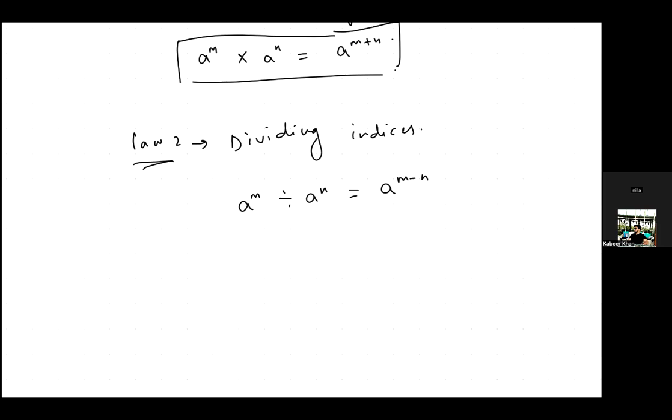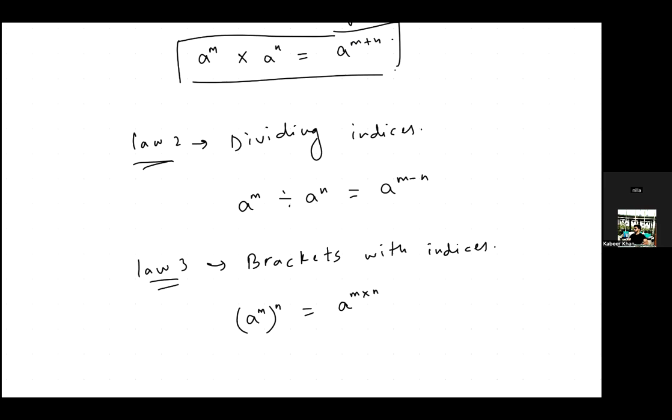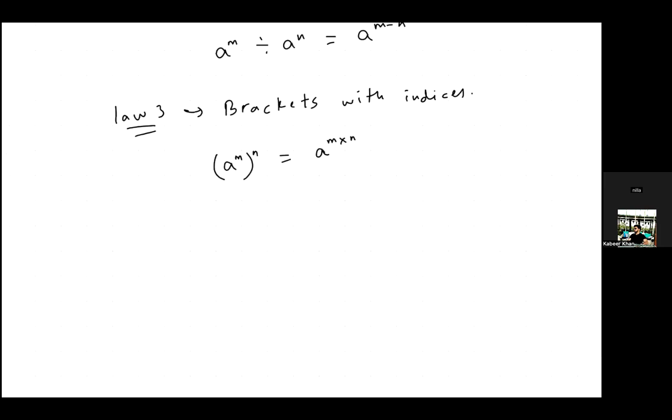Then law three is about brackets with indices. In brackets, you write a to the power m, whole to the power n. This would be a to the power m times n.